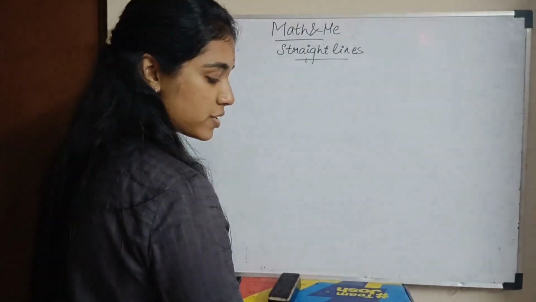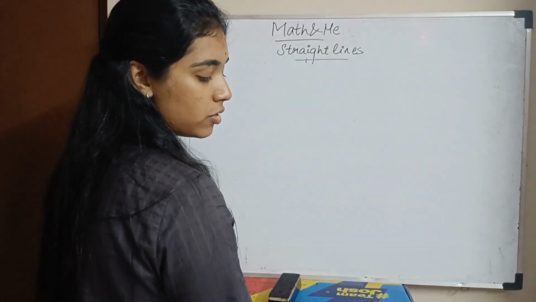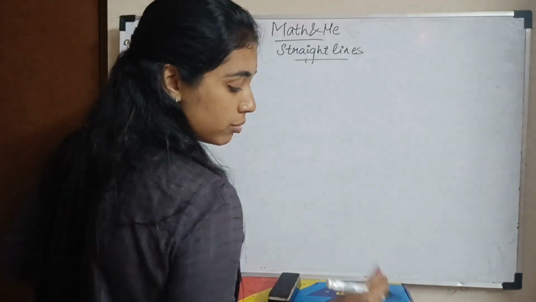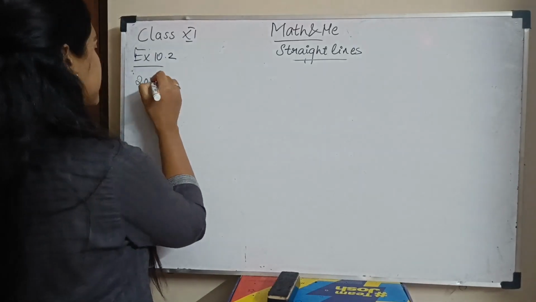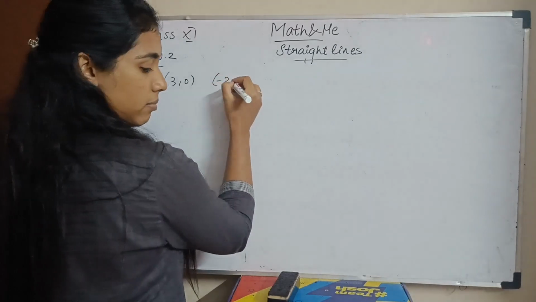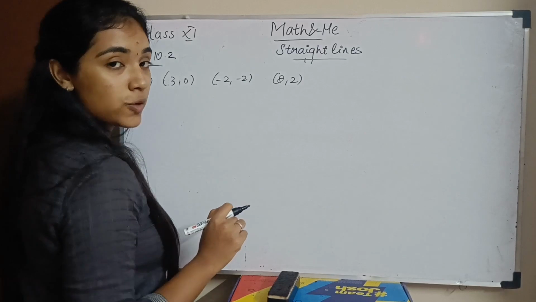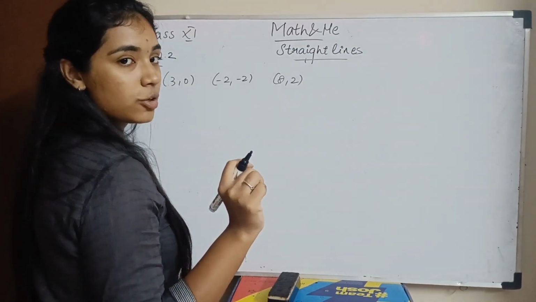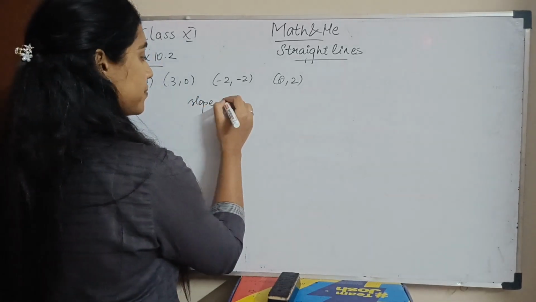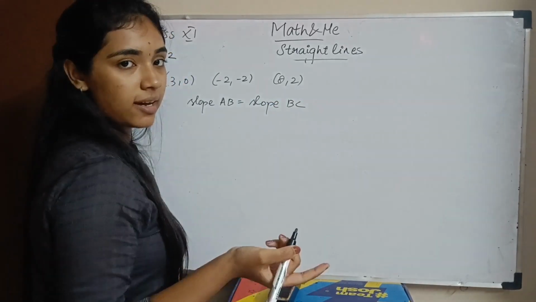Question number 20. By using the concept of equation of a line, prove that the 3 points (3, 0), (minus 2, minus 2) and (8, 2) are collinear. So what do you do? Question number 20. So you take (3, 0), (minus 2, minus 2), (8, 2). You have 3 points. You have to use the equation of a line to prove that they are collinear. If you have to use the slope, what will you do? You have slope AB equals slope BC. So if you prove this, they are collinear.